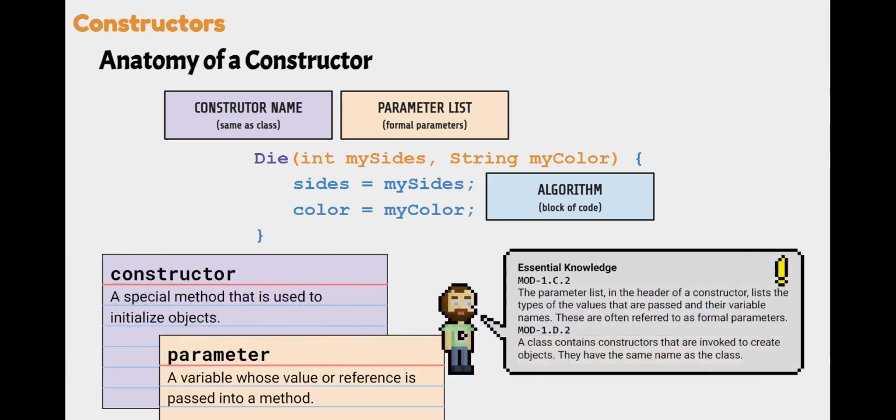This lines up with our essential knowledge. The parameter list in the header of a constructor lists the types of the values that are passed and their variable names. These are often referred to as formal parameters. And a class contains constructors that are invoked to create objects. They have the same name as the class.